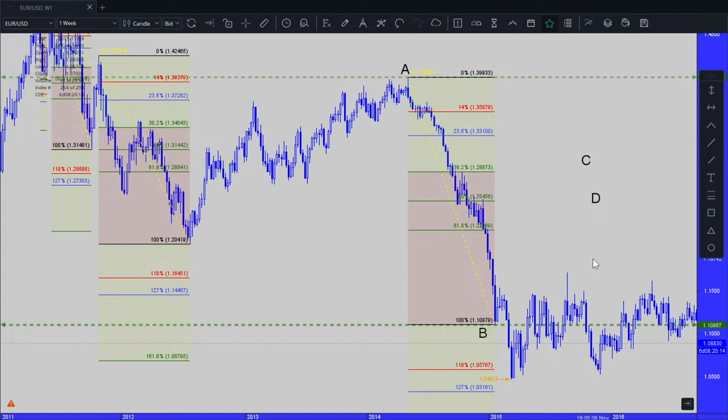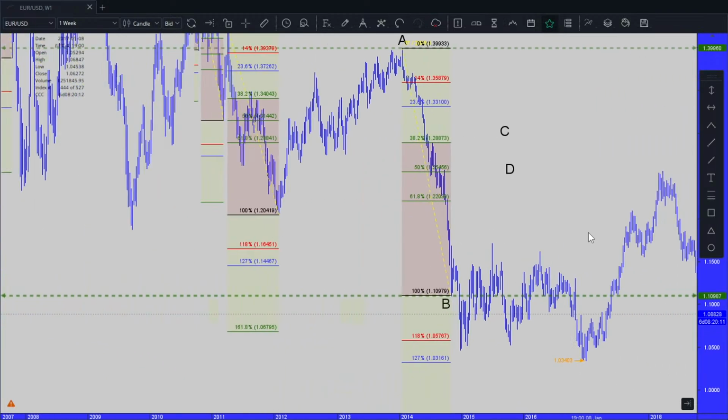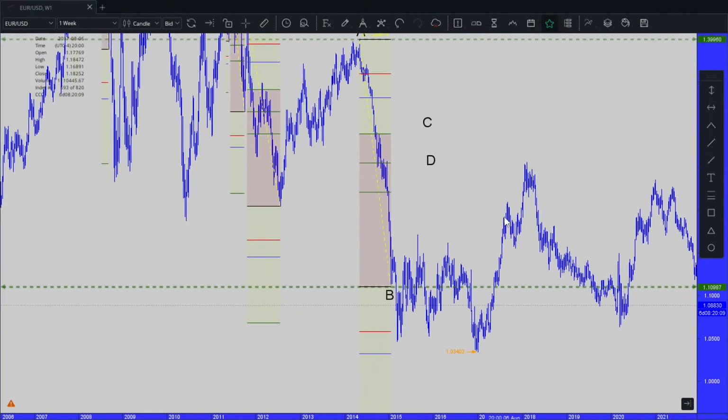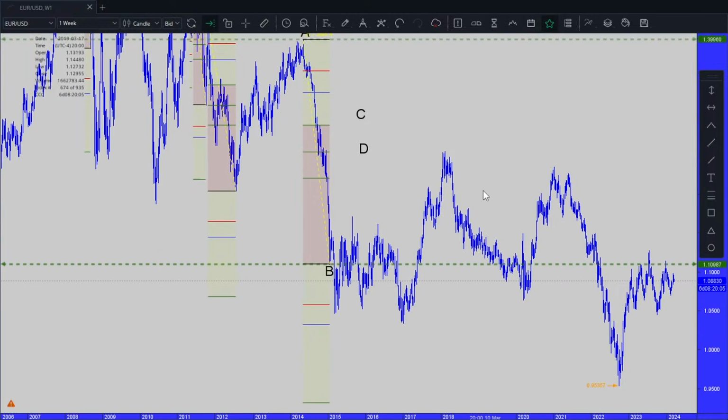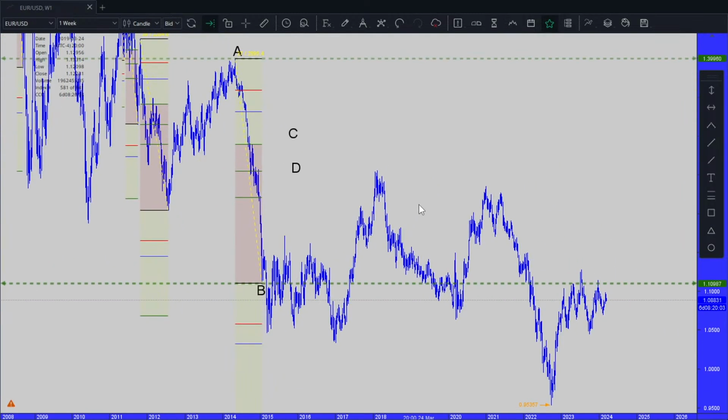Alright, everybody. Anyways, this is the A, that's the B. Let's move forward. Let's try to find the ABCDs. Euro dollar weekly chart. Which one is the C? Is the first circle the C, everybody? Is the second circle the C? Or is the third circle the C? Which one is the C?